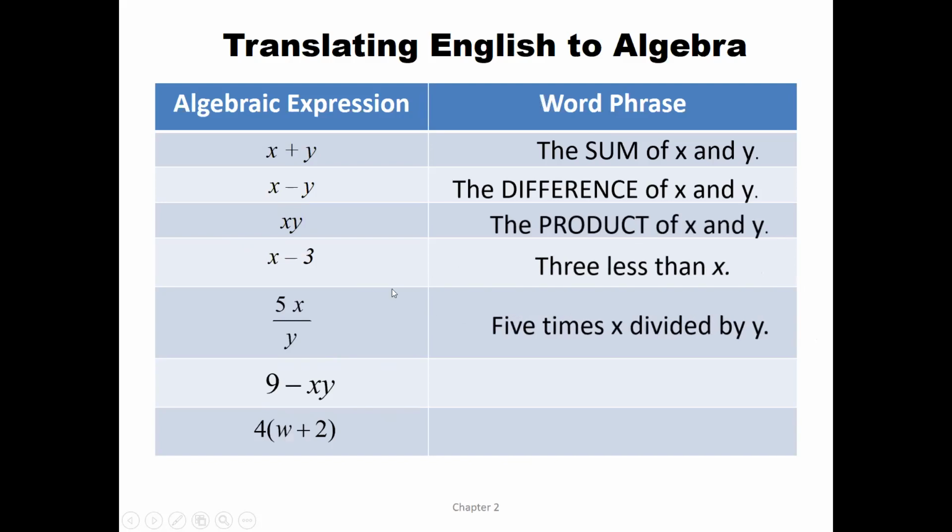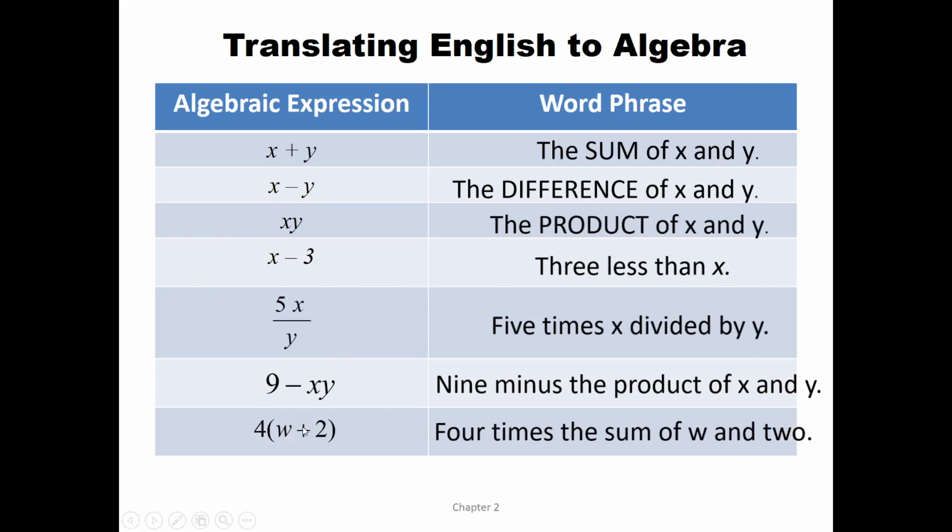Now we have 5 times x divided by y, which can also be stated as 5x over y. And here we have 9 minus the product of x and y. Now here's how we think about parentheses: 4 times the sum of w and 2. And that's the end of the slideshow.